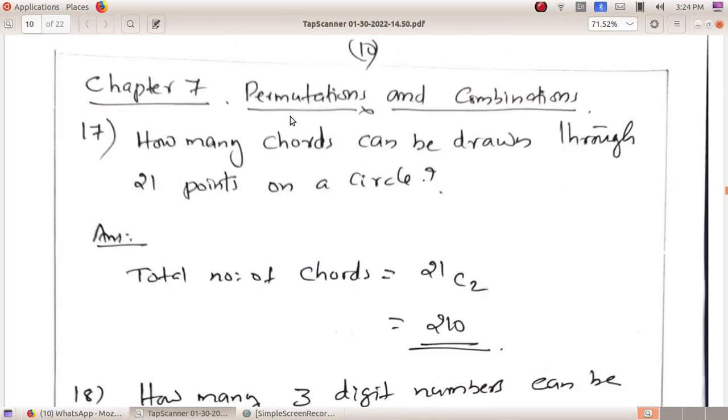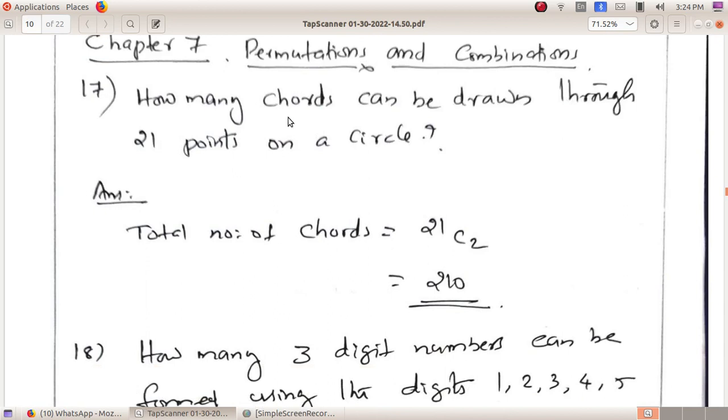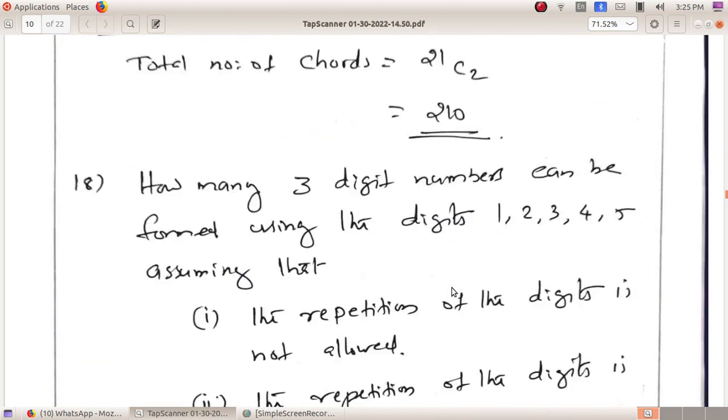Chapter 7, permutations and combinations. How many chords can be drawn through 21 points on a circle? It is by using the combination chapter, because to draw a straight line, we need 2 points. There is 2 here, and the question says 21 points. So 21 C2. Take a scientific calculator and press 21 C2, you will get the answer 210.